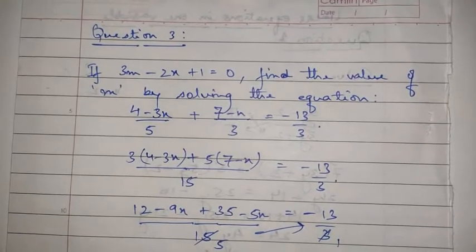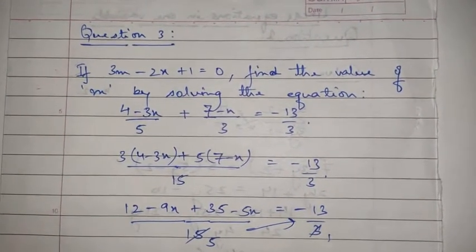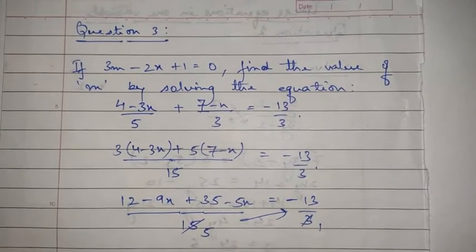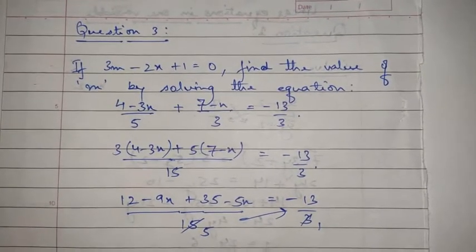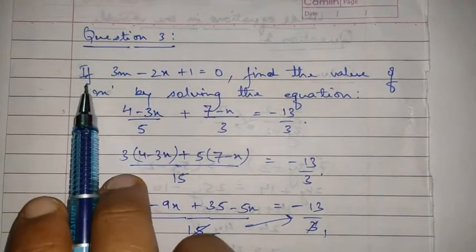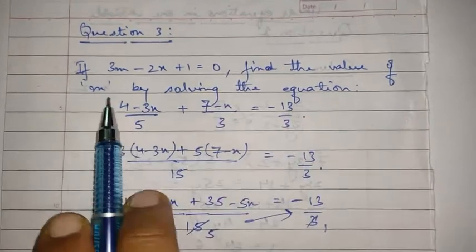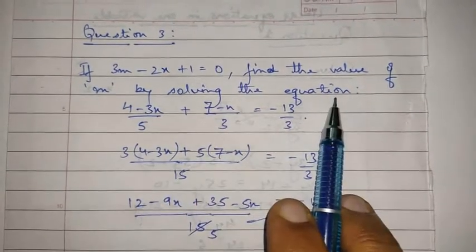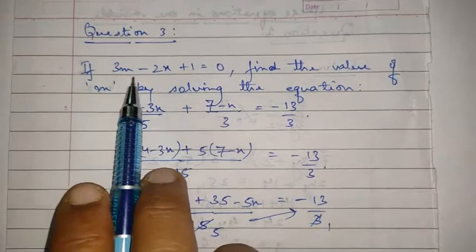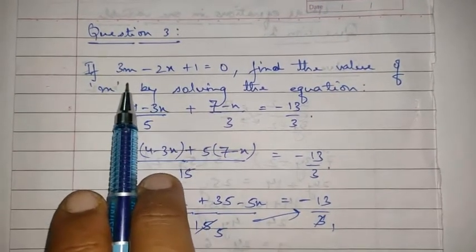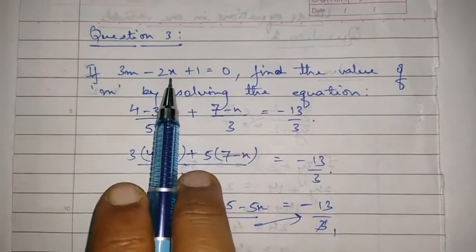Children, this is one more question that I've taken from the topic of linear equation, where there is a very small word problem in which there is one more variable that is used. As you can see in the question, it is given: if 3m minus 2x plus 1 is equal to 0, then find the value of m by solving the given equation. Now, there are two variables over here, and the value of the variable m can be figured out if we know the value of x.